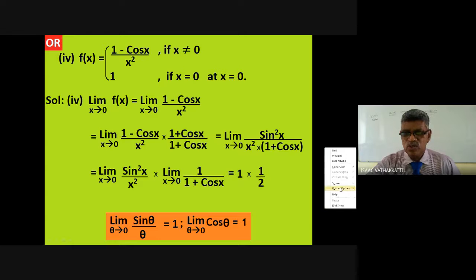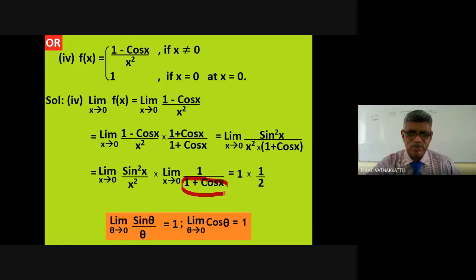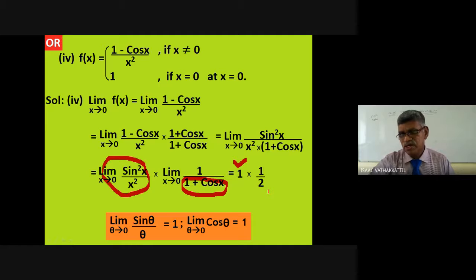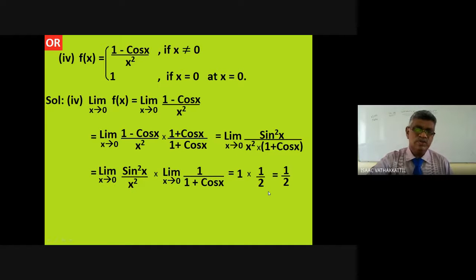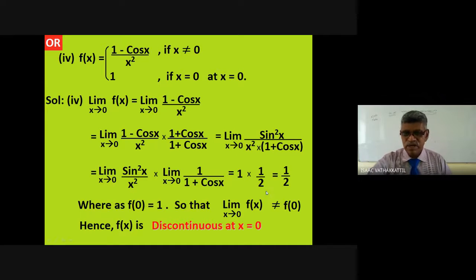That is 1 by 2. So this limit is 1, and this limit is 1 by (1 plus 1), that is 1 by 2. So the limit is 1 by 2. And then you can continue the same way, where f of 0 is 1. So the limit as x tends to 0 of f(x) is not equal to f of 0, and hence f(x) is discontinuous at x equal to 0.